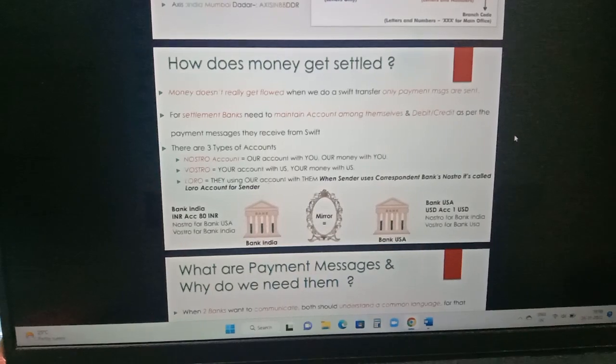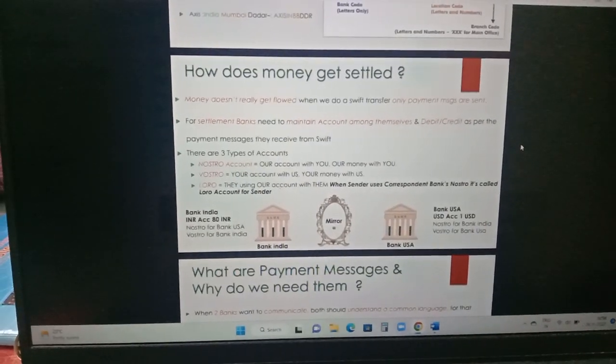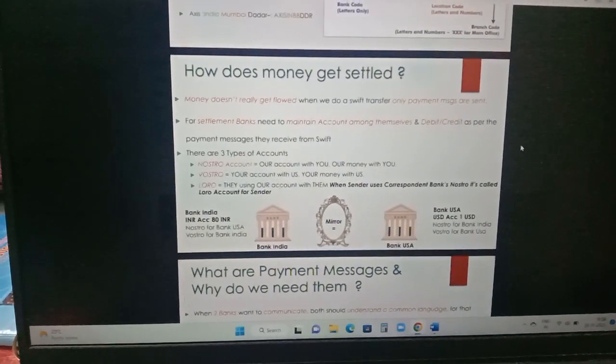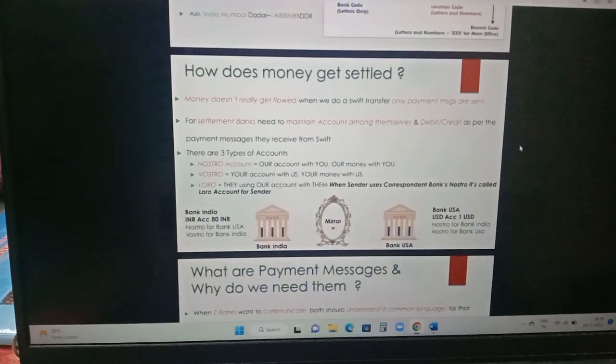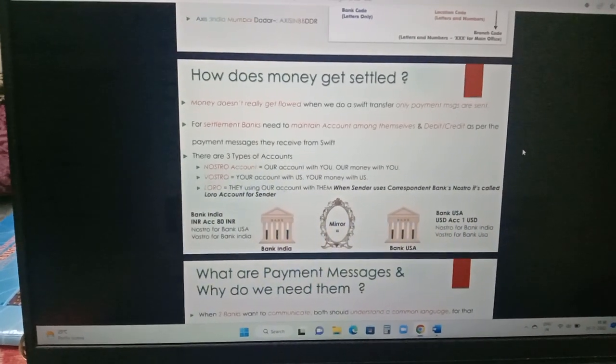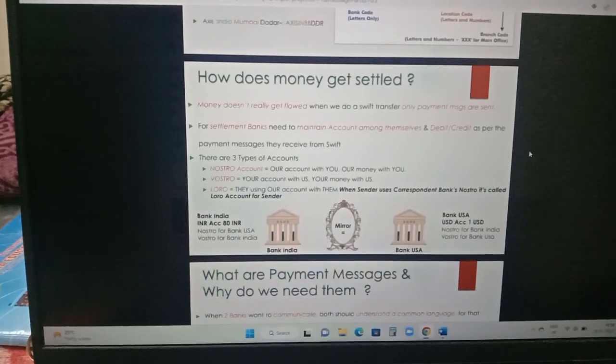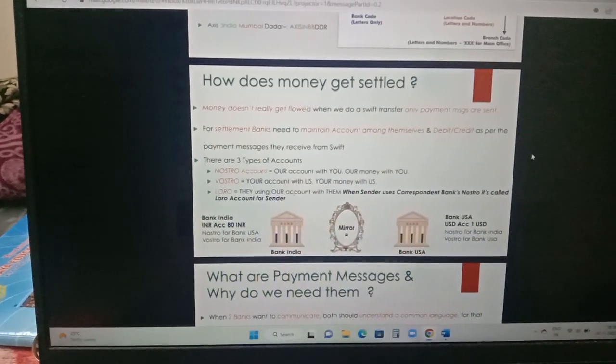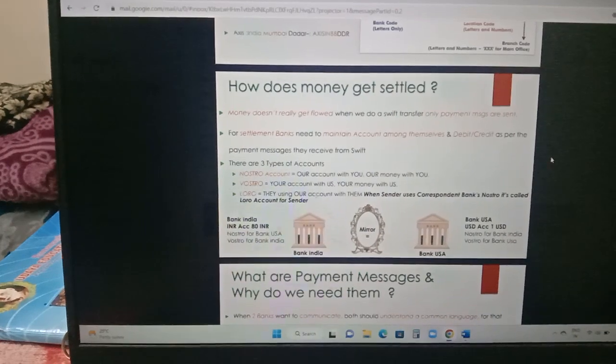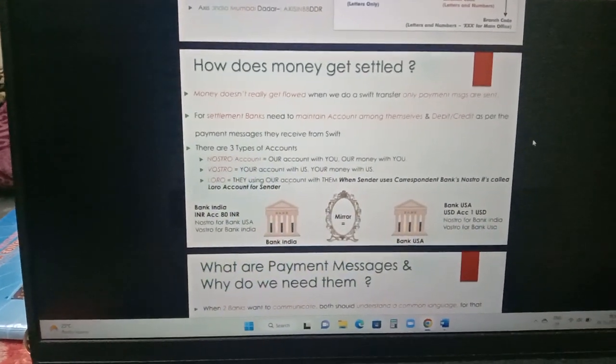Money doesn't really flow when we do a SWIFT transfer. Only payment messages are sent. For settlement, banks need to maintain accounts among themselves and debit or credit as per the payment messages they receive from SWIFT. And there are three types of accounts.